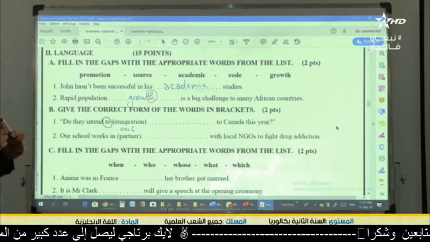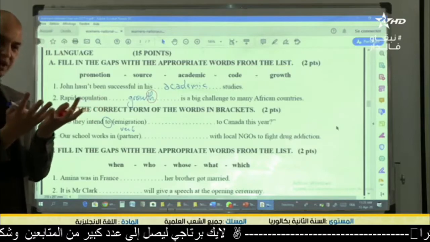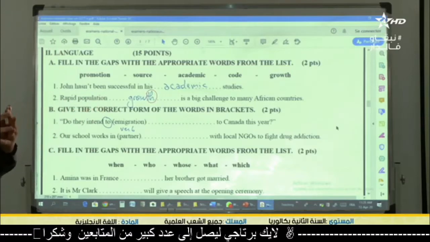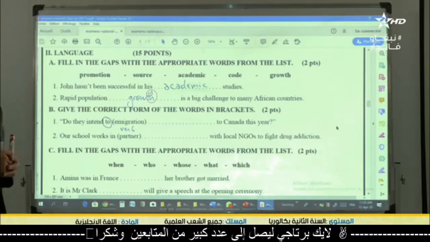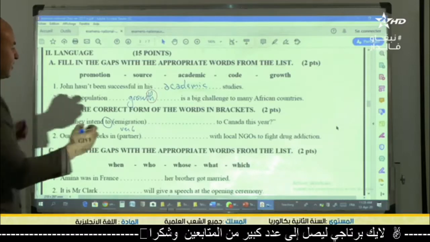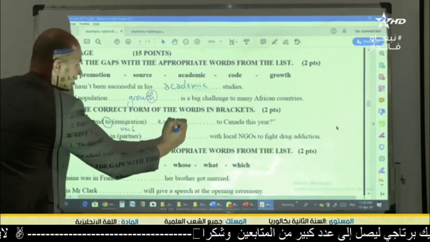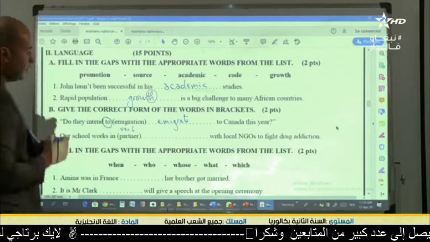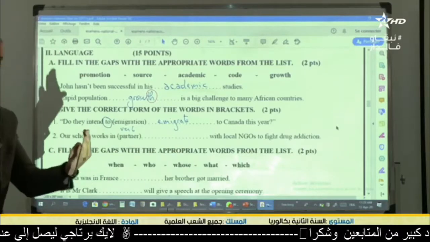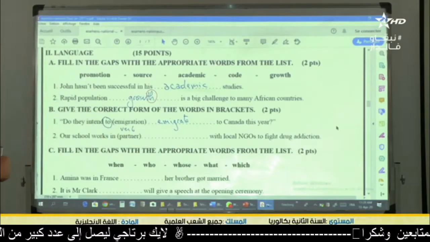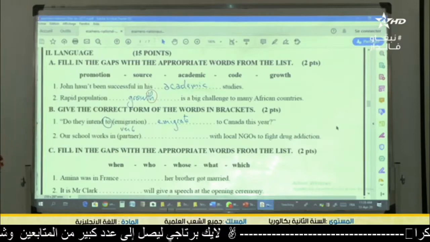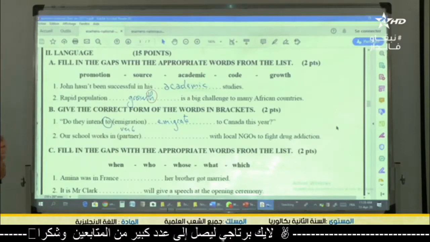We have immigration. Immigration is a noun. What is the verb of immigration? Very good, it's immigrate. Immigrate, immigration, like communicate, communication. So that's the first one. Let's go to number 2.